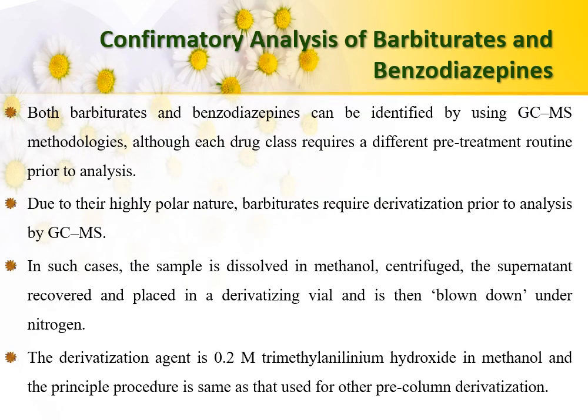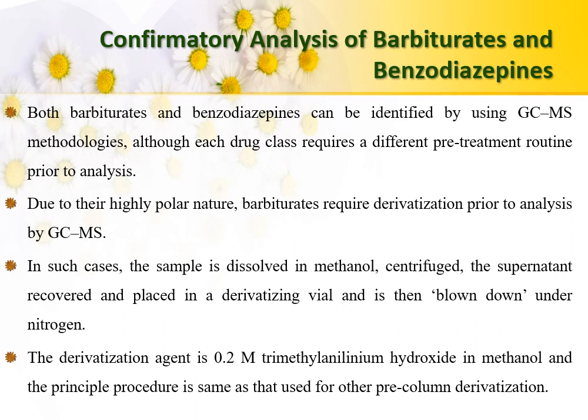The benzodiazepines and the barbiturates in the sample can be confirmed by analyzing them using the GCMS technique, and both barbiturates and benzodiazepines can be identified by using GCMS methodologies with different procedures. Due to their highly polar nature, barbiturates require derivatization prior to analysis by GCMS. In such cases, the sample is dissolved in methanol, centrifuged, the supernatant is recovered and placed in a derivatizing vial and is then blown down under nitrogen.